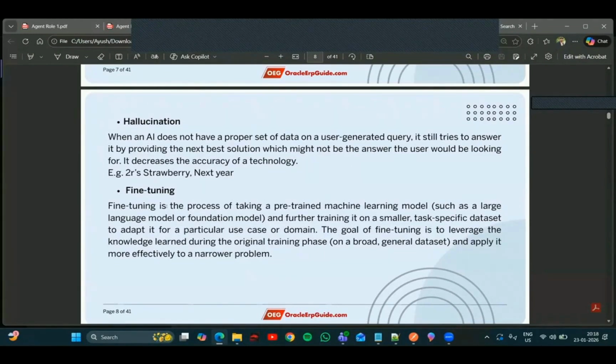So we adapt the AI agent for a specific use case or a single domain. That's called fine tuning. It is used to handle a narrower problem by training the model on the necessary data.